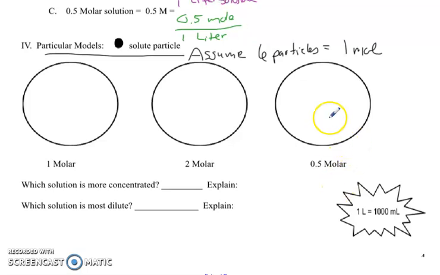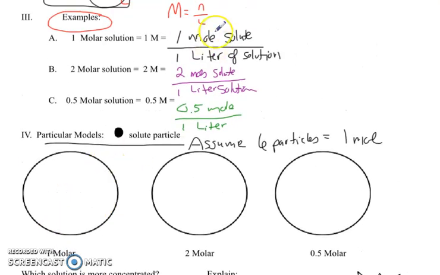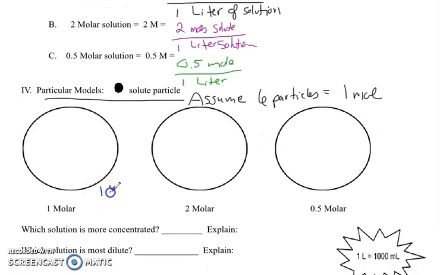Okay, so we're going to pick back up here at the bottom of page 4. We're going to draw a particle model of molarity of solutions. We're going to assume that 6 particles equal 1 mole. So if I want to have a 1 molar solution, like we said in the previous one, 6 particles equals 1 mole, and let's assume that this is 1 liter. So I'm going to say my circle is 1 liter, my circle is 1 liter, and my circle is 1 liter. So I need to get 1 mole here.